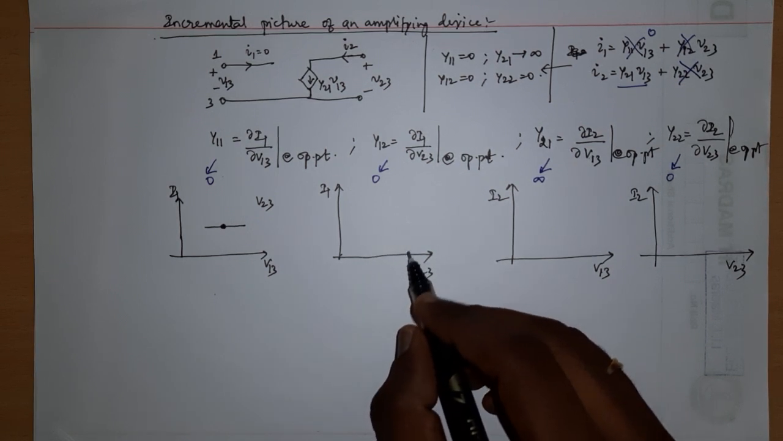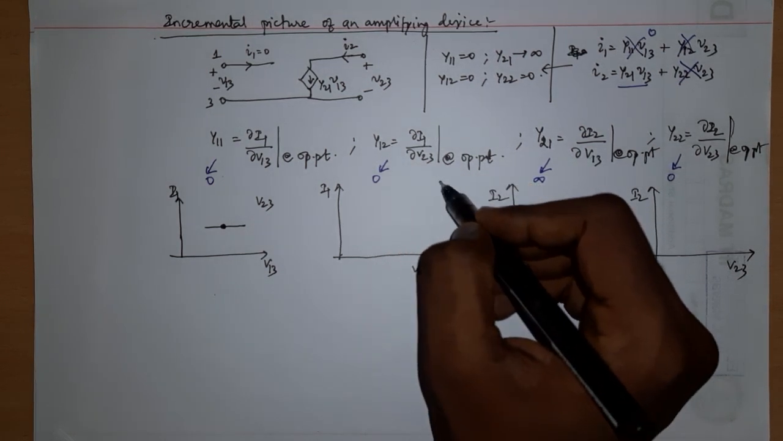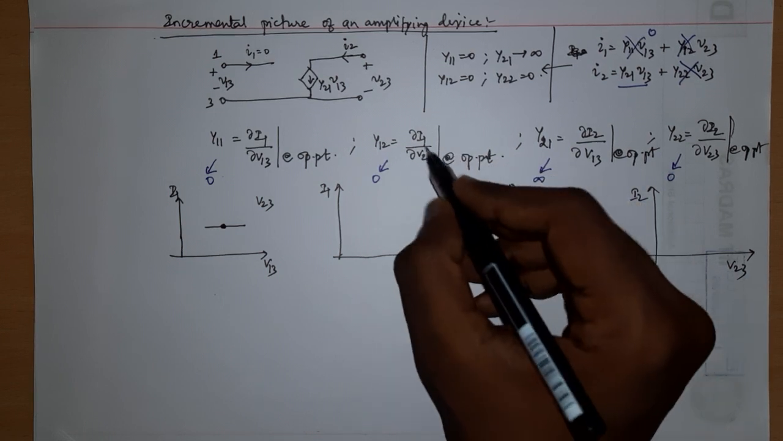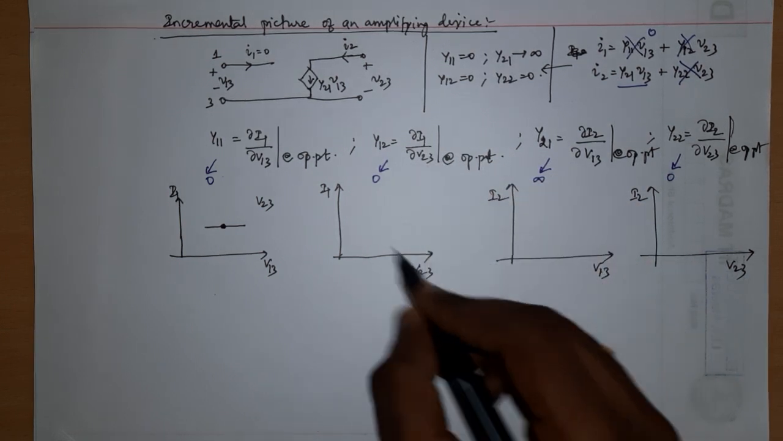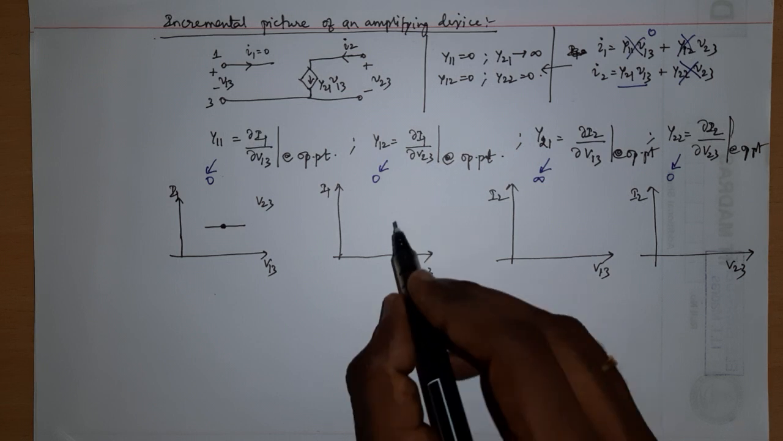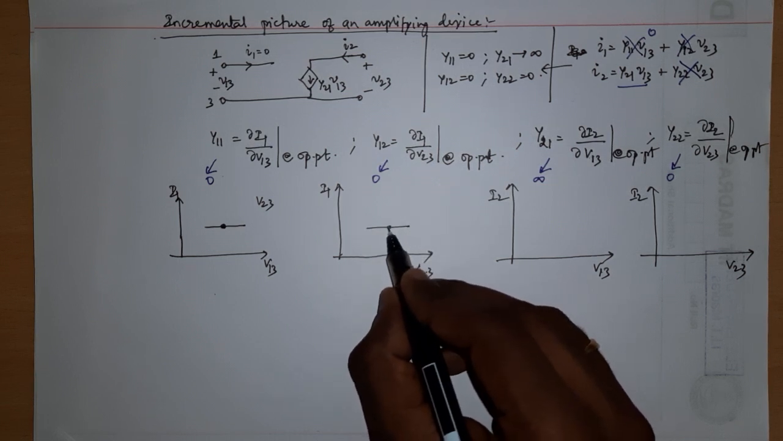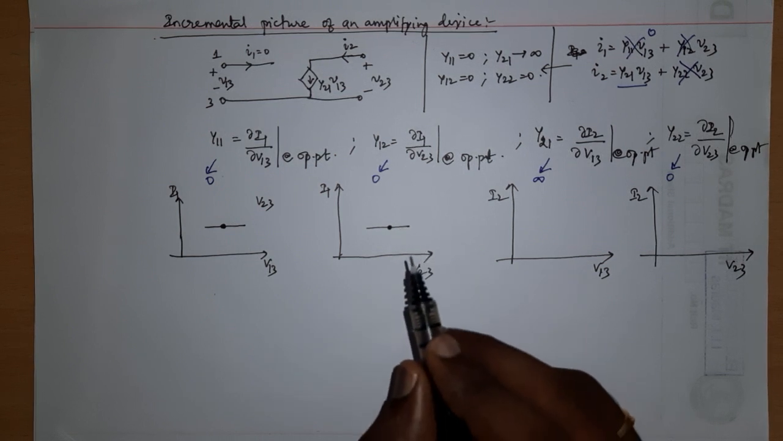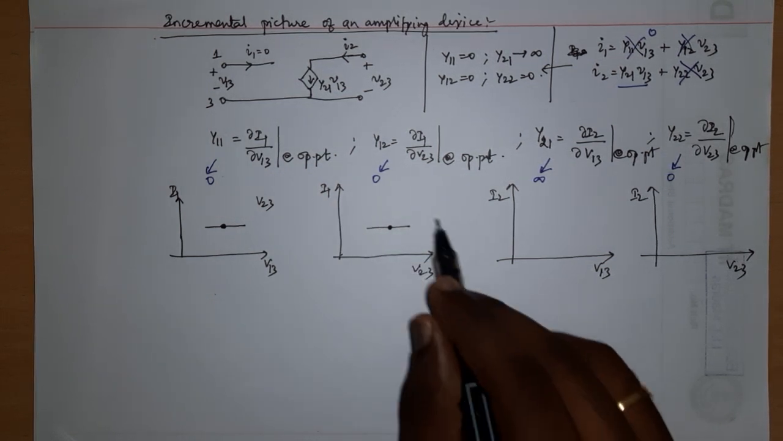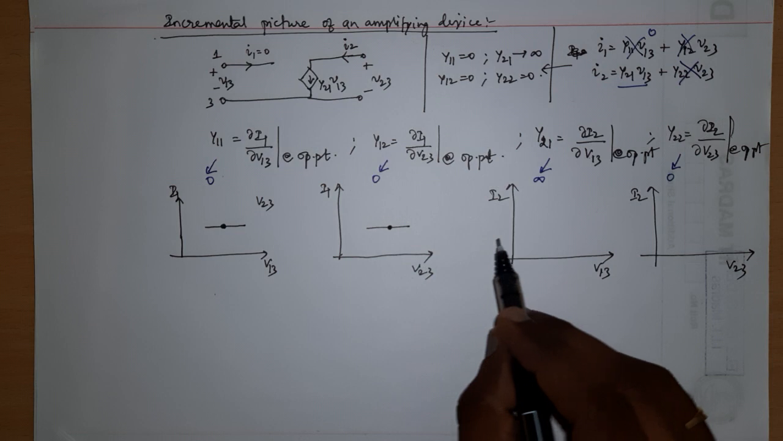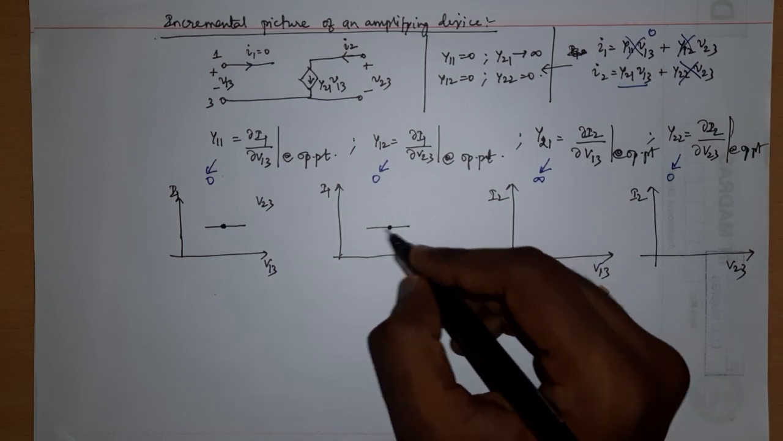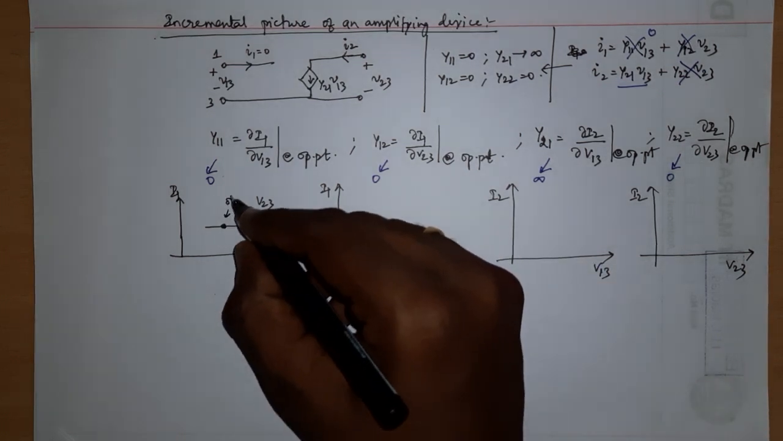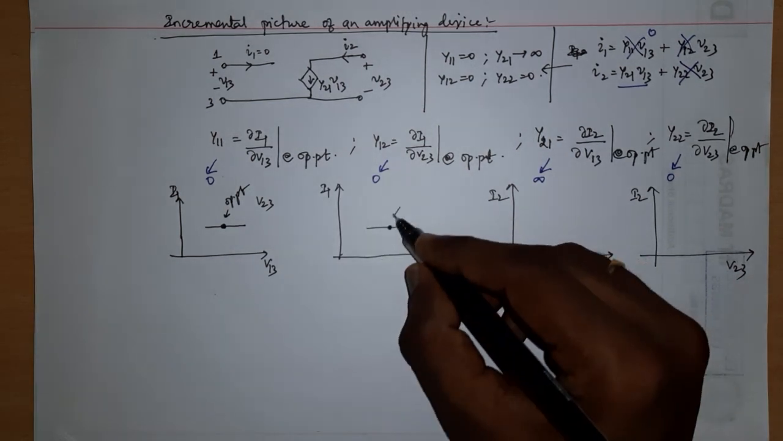So what about here? Here also the same thing. I1 versus V23, so the slope of this curve should go to 0 at that operating point. So I am putting it to 0 at some operating point. When I draw a straight line, the slope is 0. I am not bothered about their absolute values. I am just bothered about the slope of this, at around this operating point. Yeah, this is the operating point.